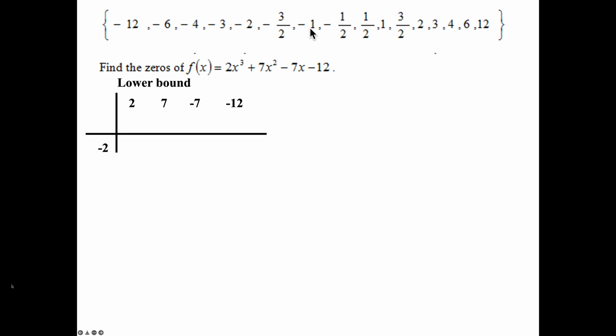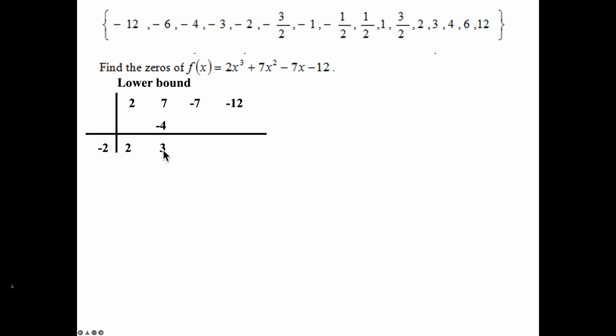Well, -1 would be easy to work with, but the problem is you want to probably go about halfway into your negatives. So I'm going to start with -2. So I'm going to test to see if all the signs alternate down here. So I bring down the 2. Negative 2 times 2 is negative 4. 7 minus 4 is 3.